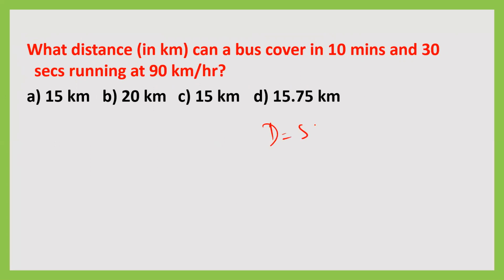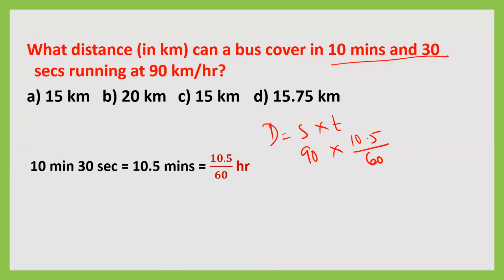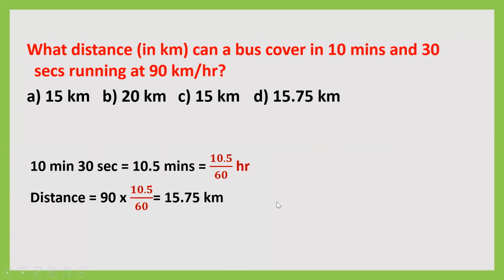Distance is equal to speed into time. Speed is already given in kilometer per hour. Time must be converted to hours. 10 minutes 30 seconds is 10.5 minutes upon 60. So by cancellation, we'll be getting the answer, 15.75 kilometer is the answer.